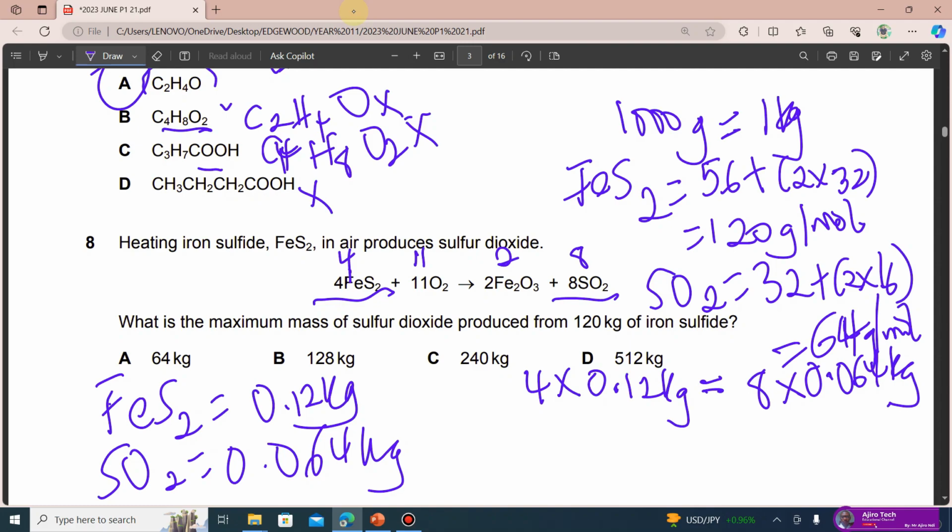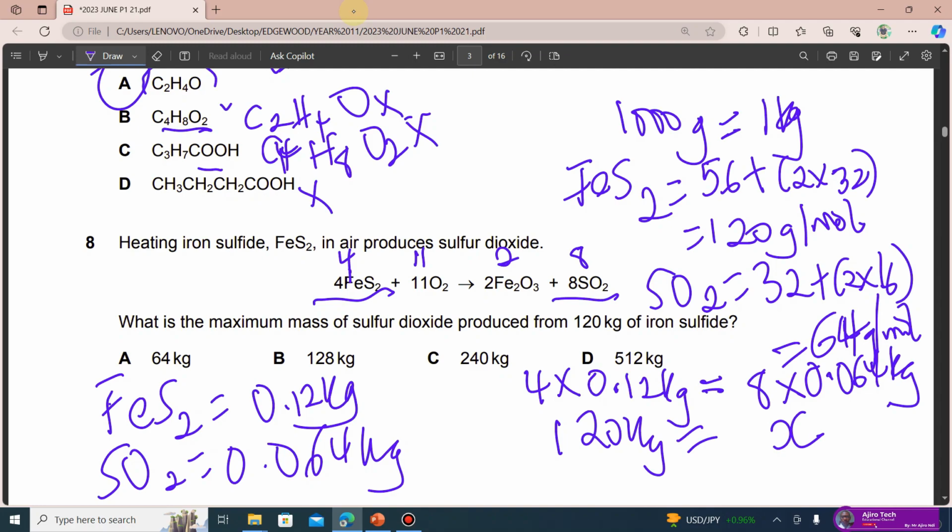So that's the first statement we make. Remember where the 4 is gotten from: the stoichiometry. 4 times the molar mass of iron sulfide, 0.12 kilogram, is equivalent to 8 times the molar mass of sulfur dioxide, 0.064 kilogram. Now, what will be the maximum mass of sulfur dioxide produced from 120 kilogram of iron sulfide? We are simply saying, what will 120 kilogram produce? So this becomes X.